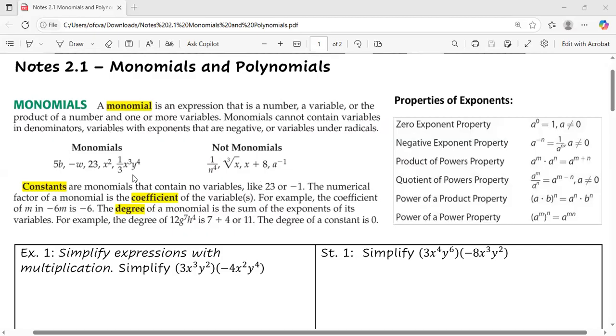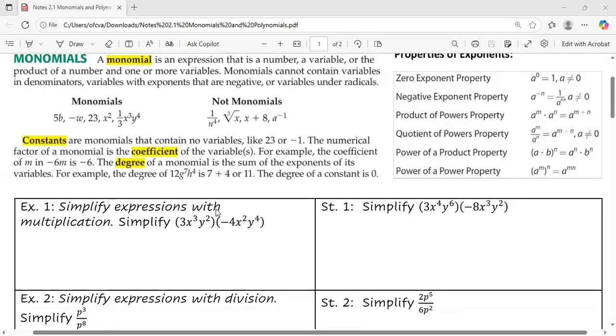So these are examples of monomials. These are examples of terms that cannot be described as monomials because they have certain things that you're not allowed to have if you're describing something as a monomial. So a lot of vocabulary down here you also already know. We know that constants are monomials that contain no variables, so any number is a constant. Then a numerical factor of a monomial is the coefficient, so basically the number in front of the variable. And you know that they're linked through multiplication. So if I have 3x, that's really 3 times x. The coefficient, for example, of negative 6m will be negative 6.